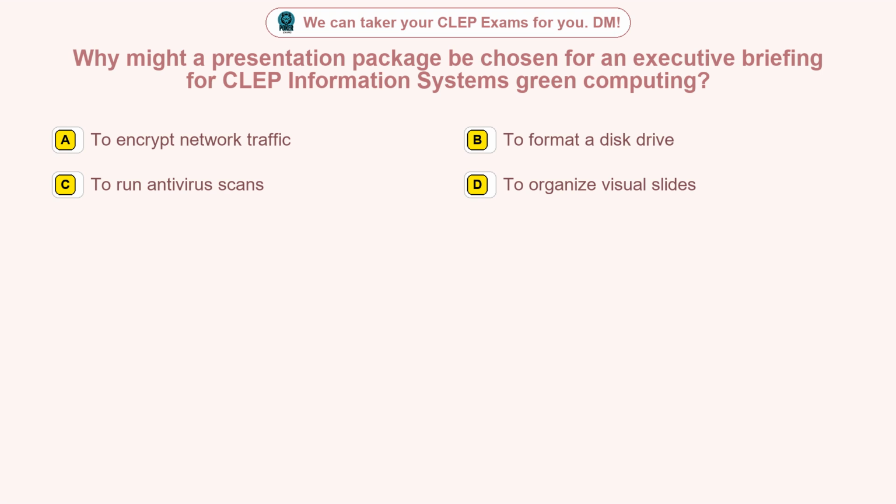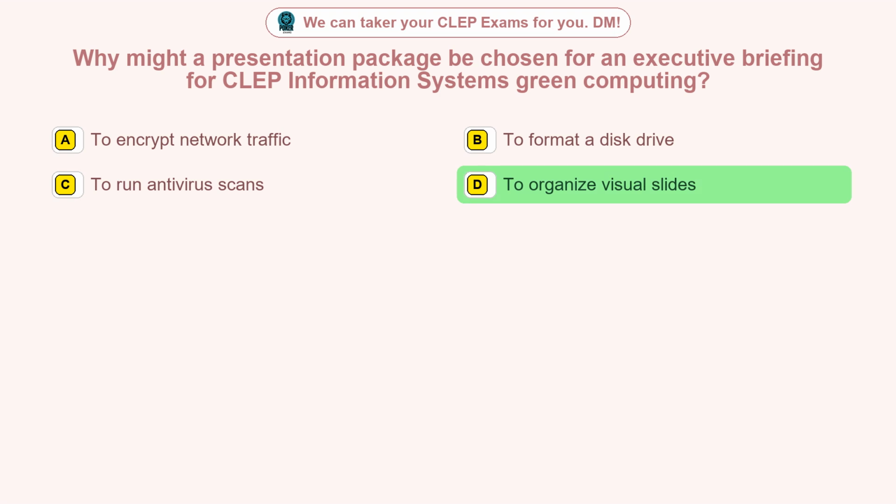Question 3. Why might a presentation package be chosen for an executive briefing for CLEP Information Systems green computing? Option A. To encrypt network traffic. Option B. To format a disk drive. Option C. To run antivirus scans. Option D. To organize visual slides. The correct answer is option D.